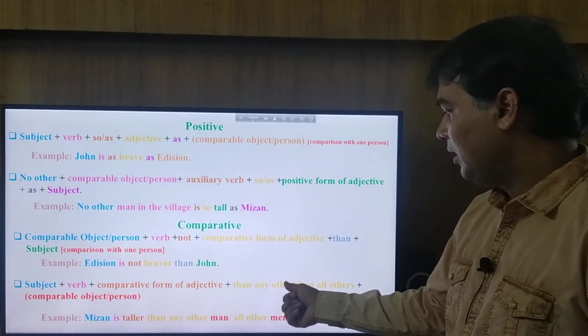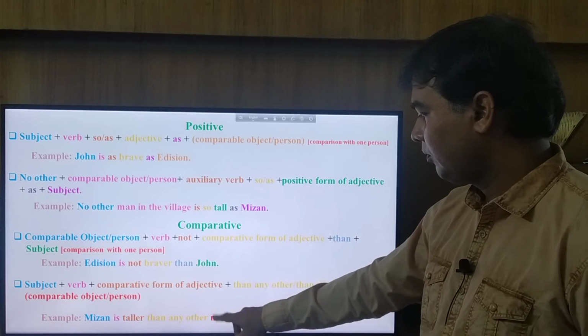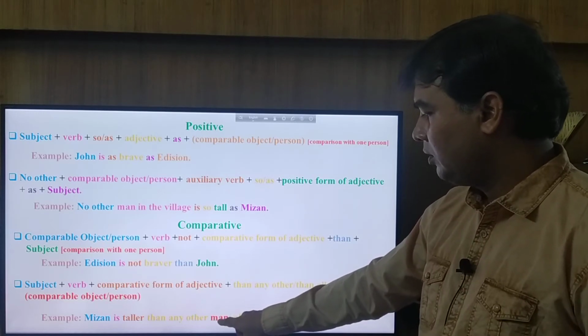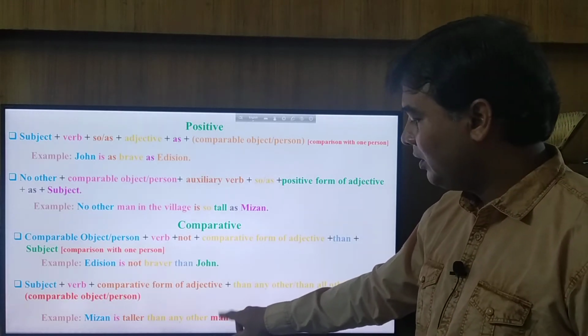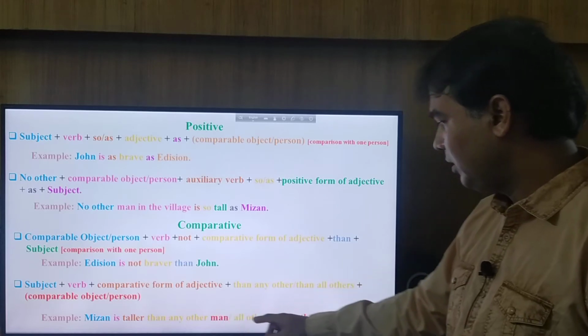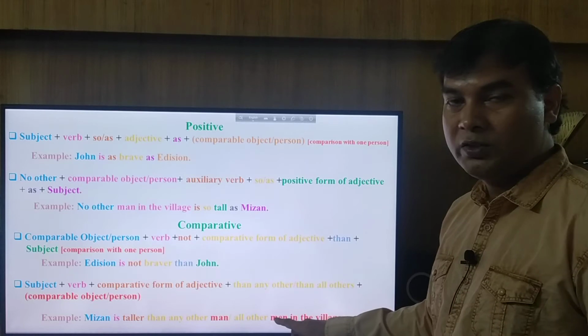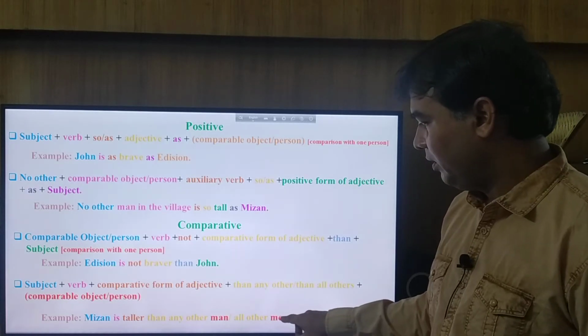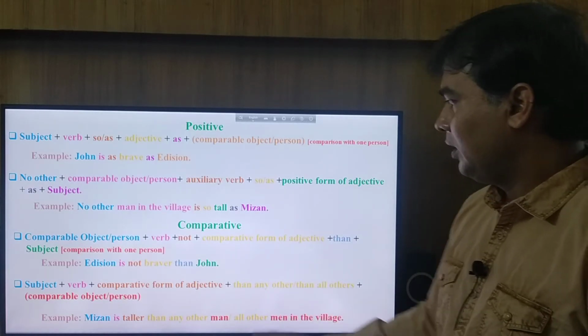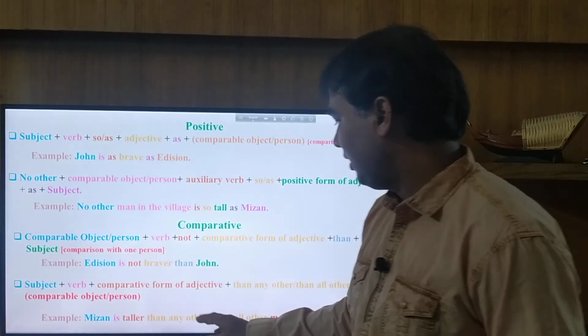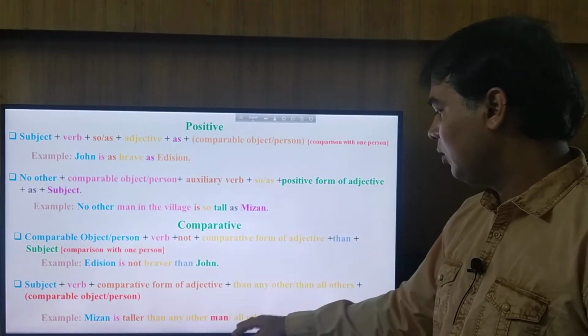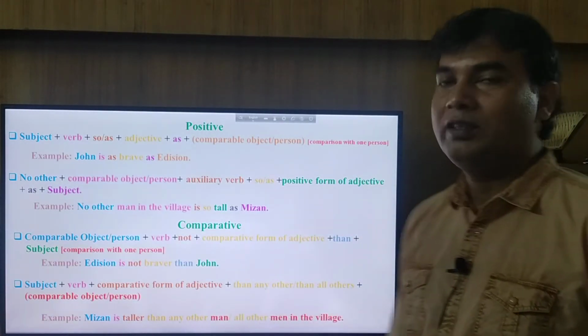If you use "than any other", then the person or the object would be in singular form. But if you use "than all other", then you have to use the object or person in plural form, men. Okay. So the answer is: Mizan is taller than any other man in the village, or all other men in the village.